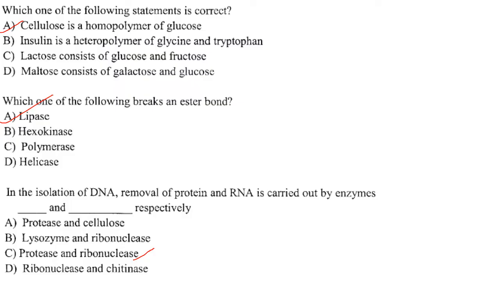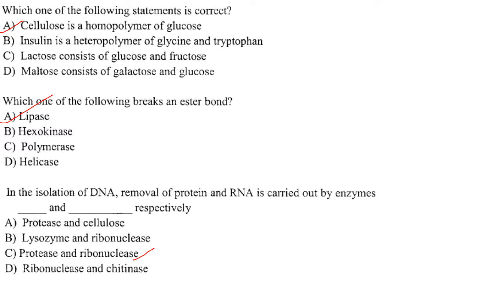So coming to the first question. Which of the following statement is correct? Cellulose is a homopolymer of glucose. Insulin is a heteropolymer of glycine and tryptophan. Insulin consists of 51 amino acids. It is not a heteropolymer of glycine and tryptophan.